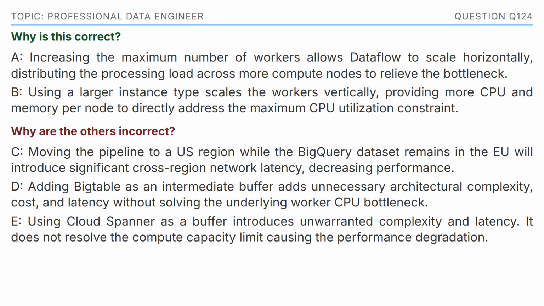C. Moving the pipeline to a US region while the BigQuery dataset remains in the EU will introduce significant cross-region network latency, decreasing performance. D. Adding Bigtable as an intermediate buffer adds unnecessary architectural complexity, cost, and latency without solving the underlying worker's CPU bottleneck. E. Using Cloud Spanner as a buffer introduces unwarranted complexity and latency. It does not resolve the compute capacity limit, causing the performance degradation.